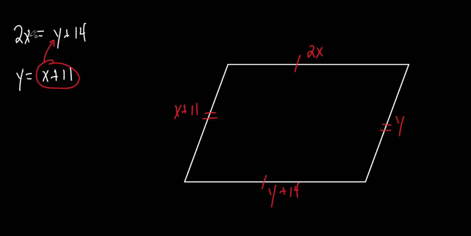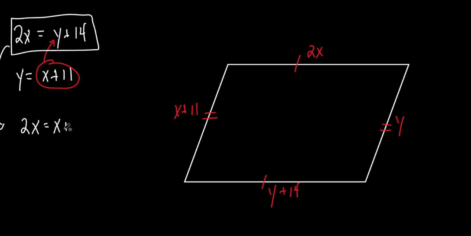So what I'm going to do is I'm just going to rewrite this. We'll do this down here, okay? I'm going to rewrite this equation, but instead of having a y, I'm going to replace it with what y is equal to, which is x plus 11. So I've got 2x equals x plus 11 plus 14. See what I did? This right here is my y. I just rewrote that top equation, but I replaced that y with what y is equal to, which is x plus 11. And now I can solve for x.